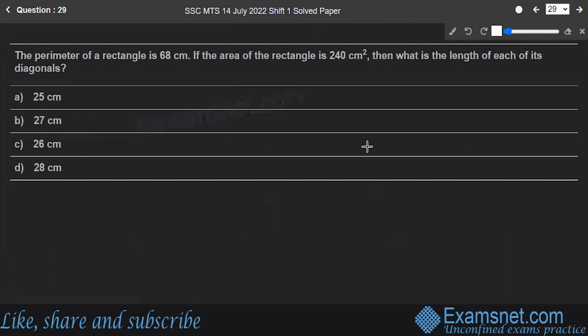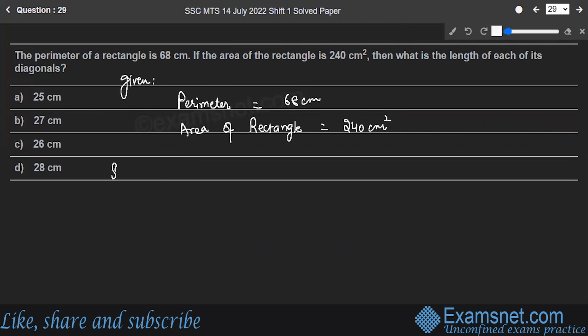Let's move to the next question, number 29. The perimeter of a rectangle is 68 centimeter. If the area of the rectangle is 240 centimeter square, what is the length of the diagonals of that rectangle? Let's go with the question. First of all, let's write down. You are given perimeter is 68 and area of rectangle is 240 centimeters. You have to find out the length of the diagonals in this case.